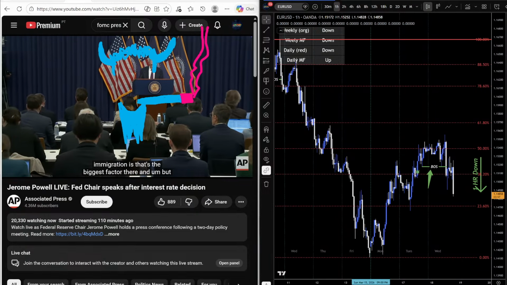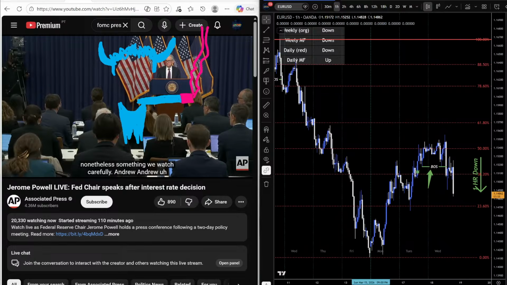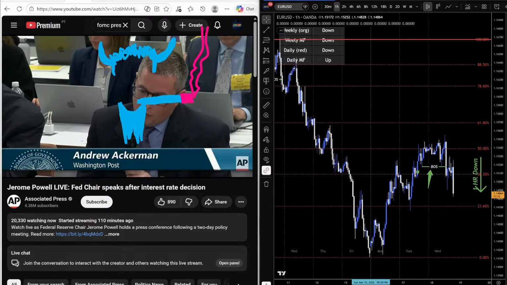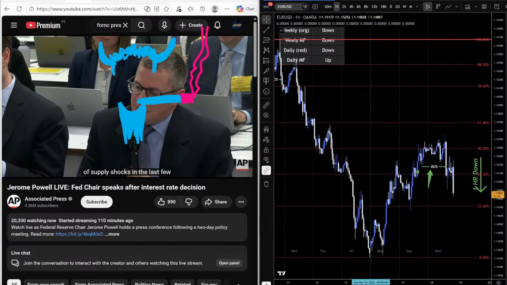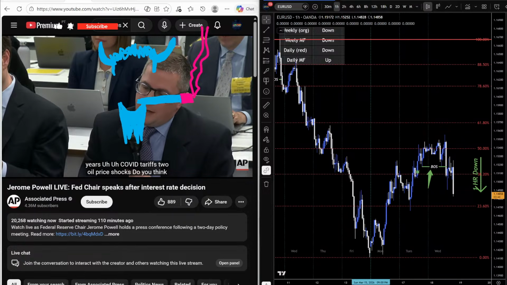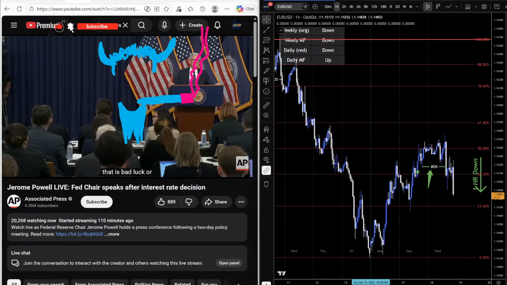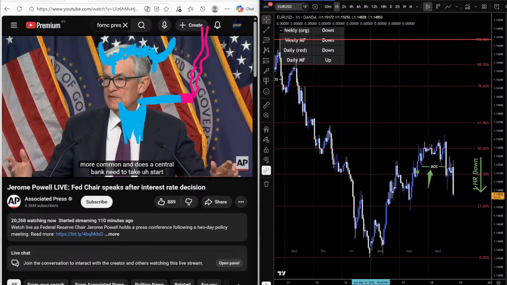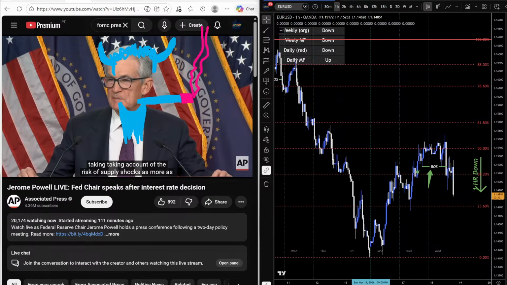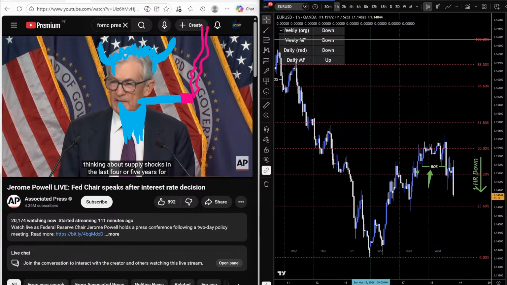Thanks, Chair Powell. The economy's experienced a series of supply shocks in the last few years: COVID, tariffs, two oil price shocks. Do you think that is bad luck, or has something changed in the world that makes supply shocks more common, and does the central bank need to start taking account of the risk of supply shocks as a more common problem? You know, we did go through a long period where the shocks were all demand shocks, so we've had a lot of practice thinking about supply shocks in the last 4 or 5 years for sure, and it's just a very different and much more difficult thing because it does immediately raise the question of tension between the two parts of our mandate.